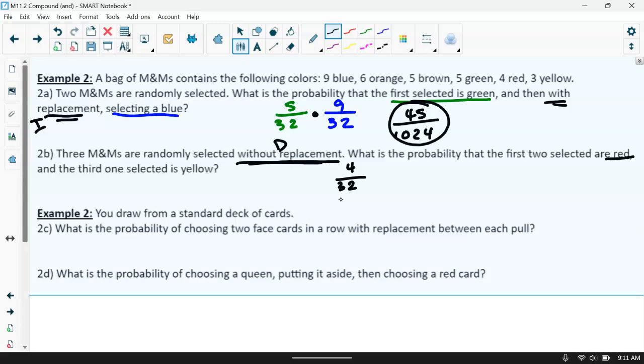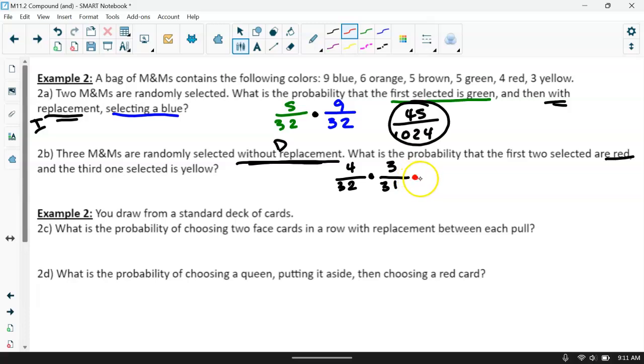Because there's been no other picks. However, now what is the probability, because it's without replacement, of then getting another red? 3 out of 31. Because think about it, right? Let's say I chose a red. So now the probability is 3 out of 31.